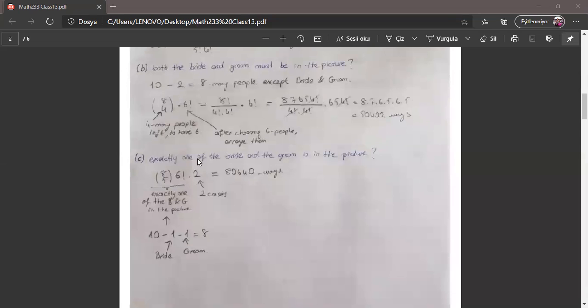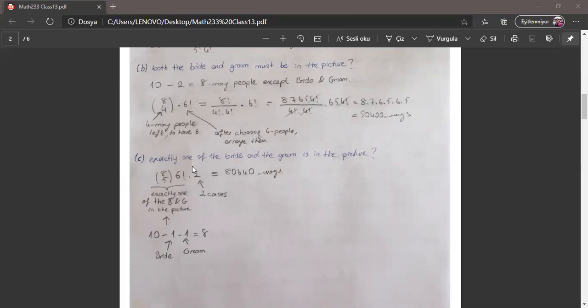Now we want exactly one of the bride and the groom to be in the picture. Exactly one of them we want, so we cannot have both the bride and the groom in the picture. So if we have only the bride, for example, then how many people are left? 9. But we want the groom not to be in that picture, so we actually have 8 people to choose from. 5 people to choose among 8 people, okay? So that's why we have this. We multiply it as usual by this factorial, okay?